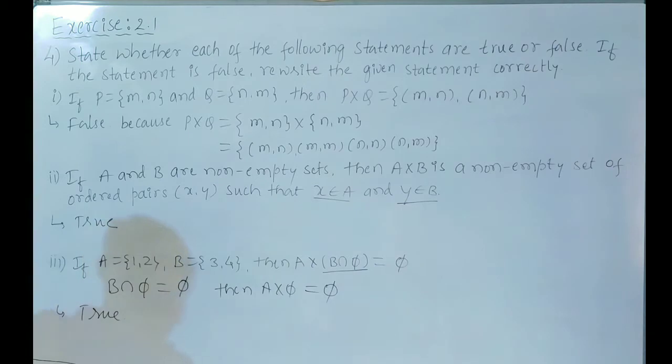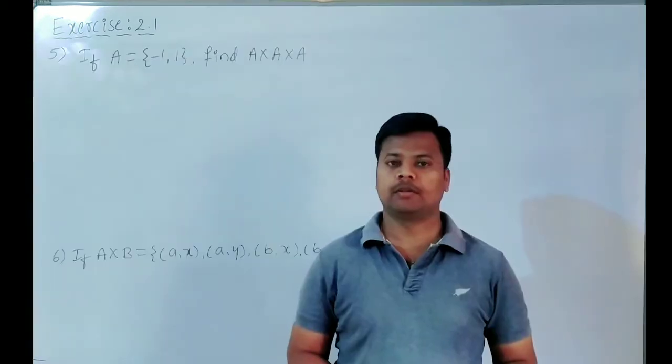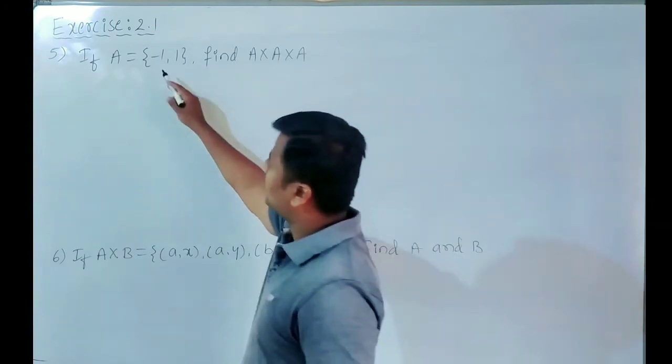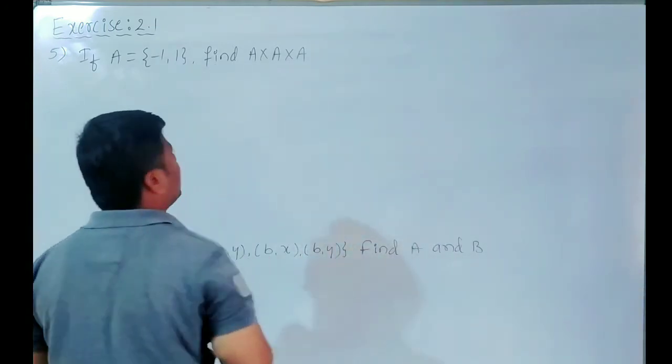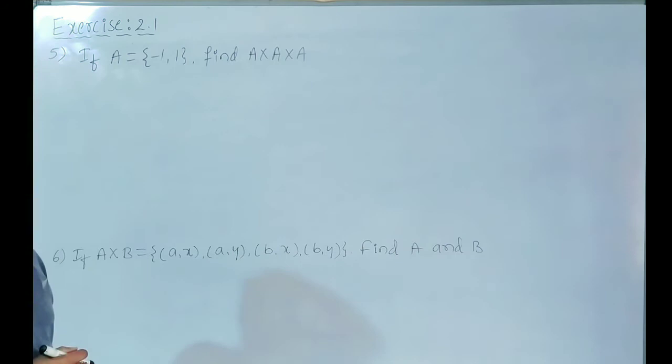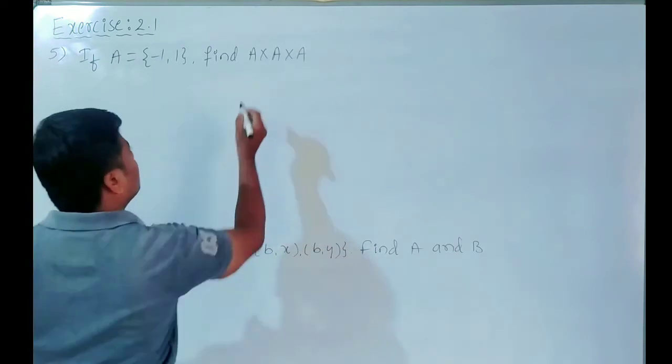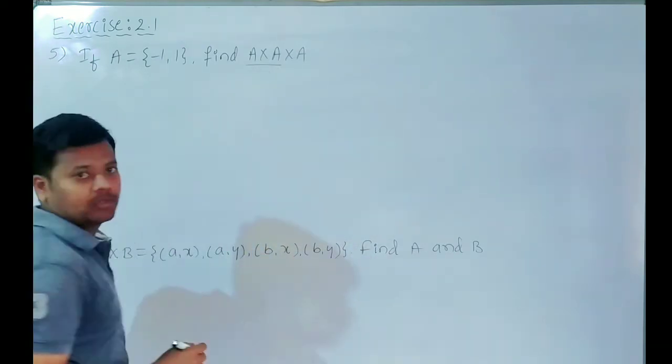Okay, not wrong. Next, fifth question. If set A equal to {-1, 1}, find A cross A cross A. So to find A cross A cross A, first we have to find what is A cross A.